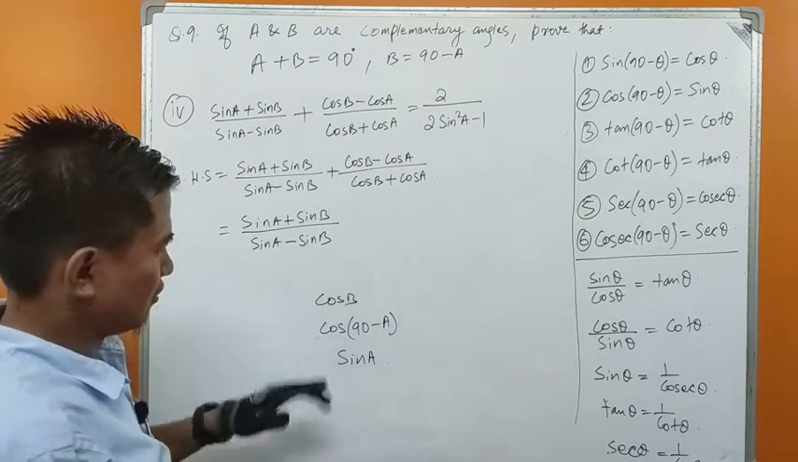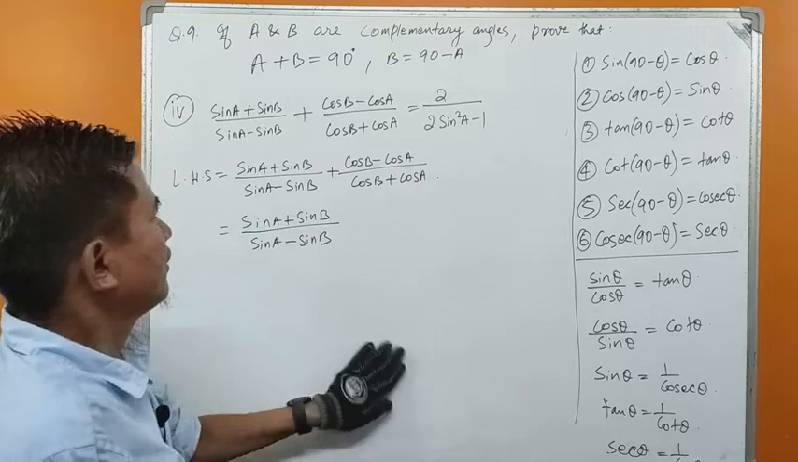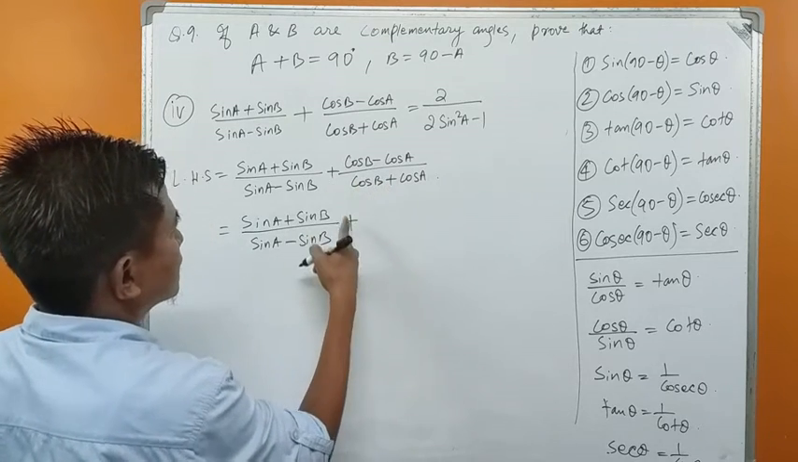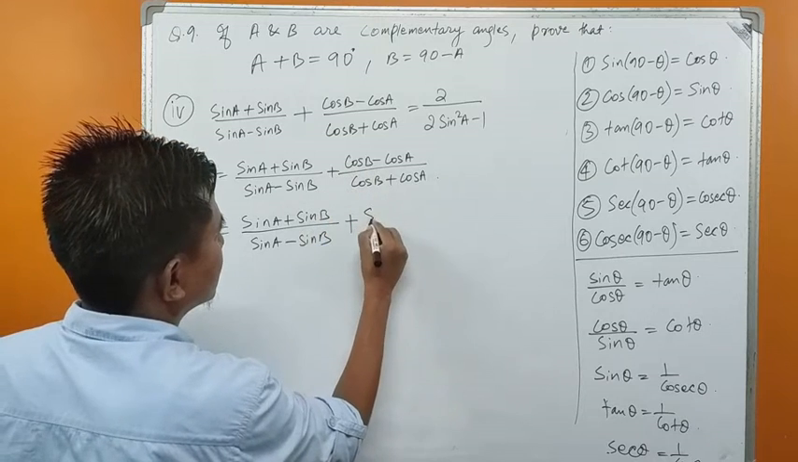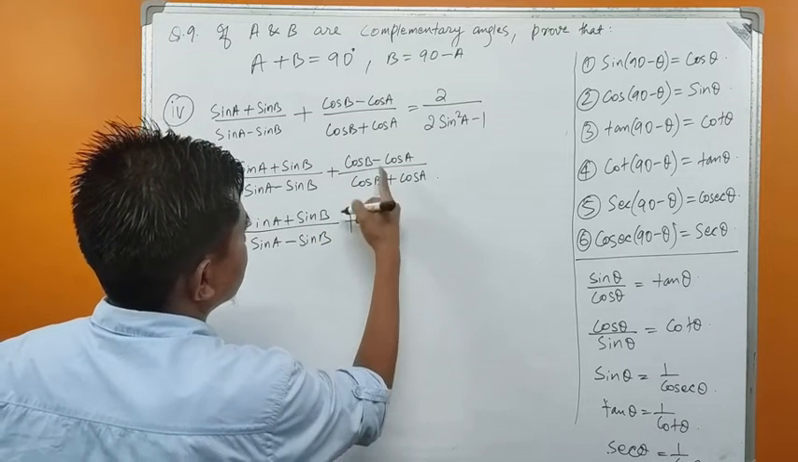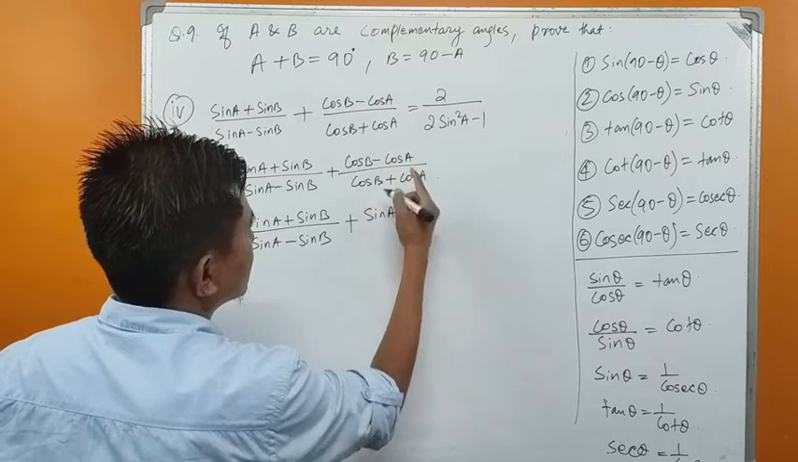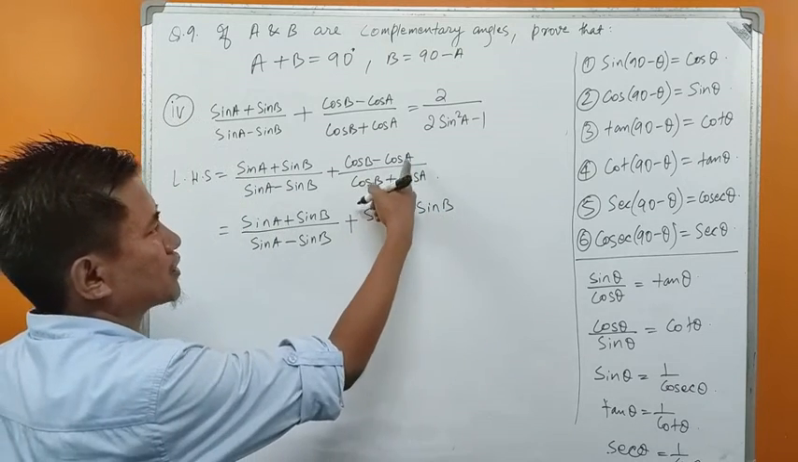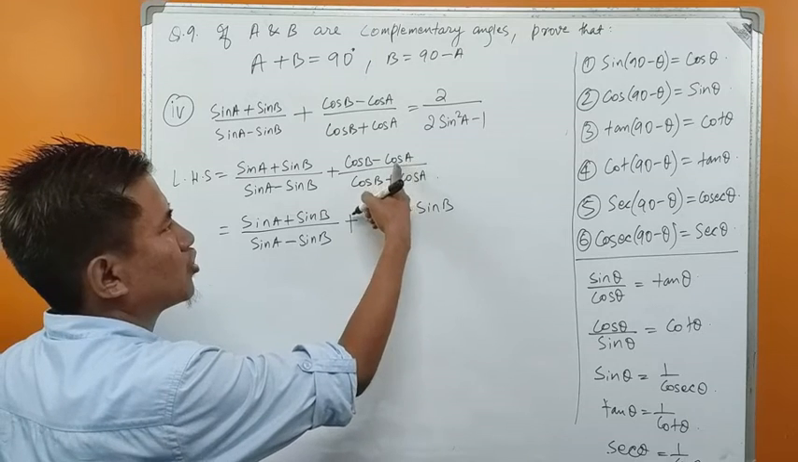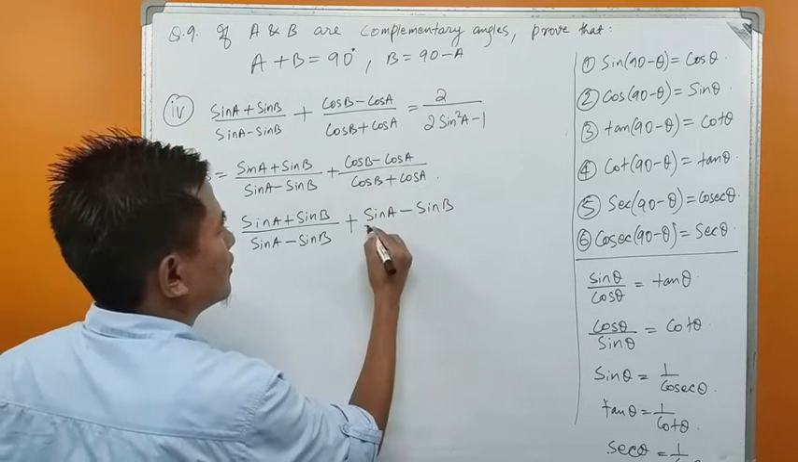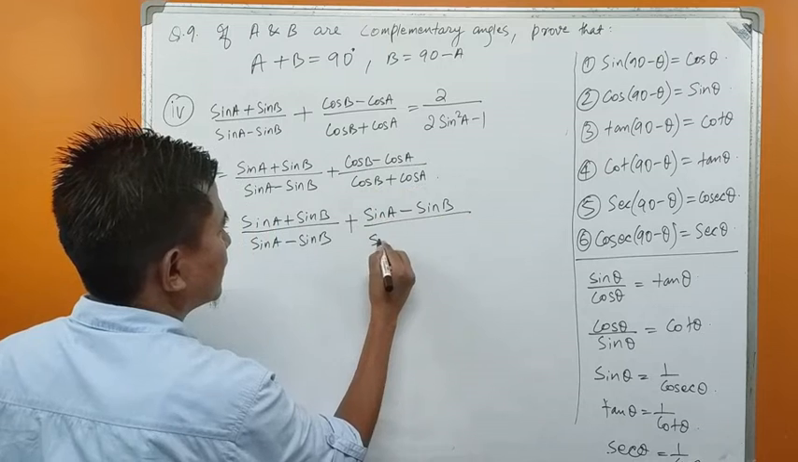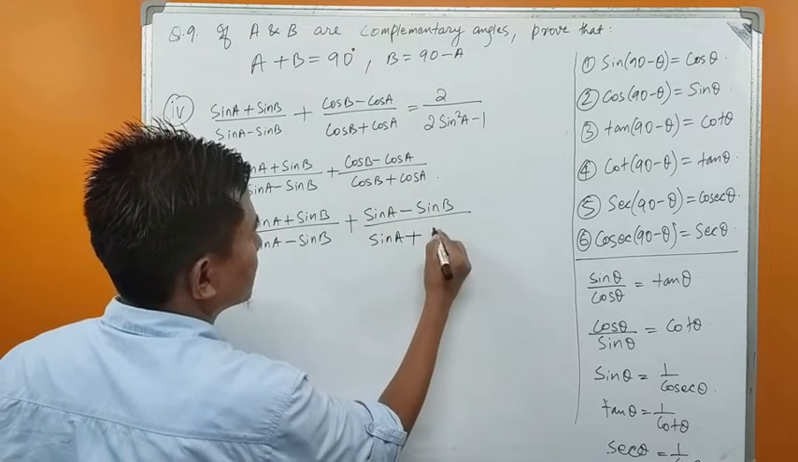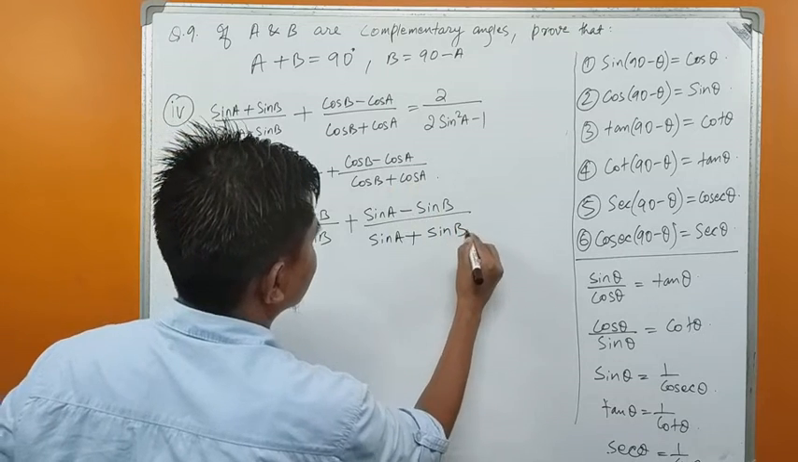Okay, so let us do quickly. Cos B can be written as sin A, and minus cos A is sin B, isn't it? In the similar way, cos A means cos 90 minus B. Cos 90 minus B is sin B. So this cos B is sin A, plus cos A is sin B, isn't it?